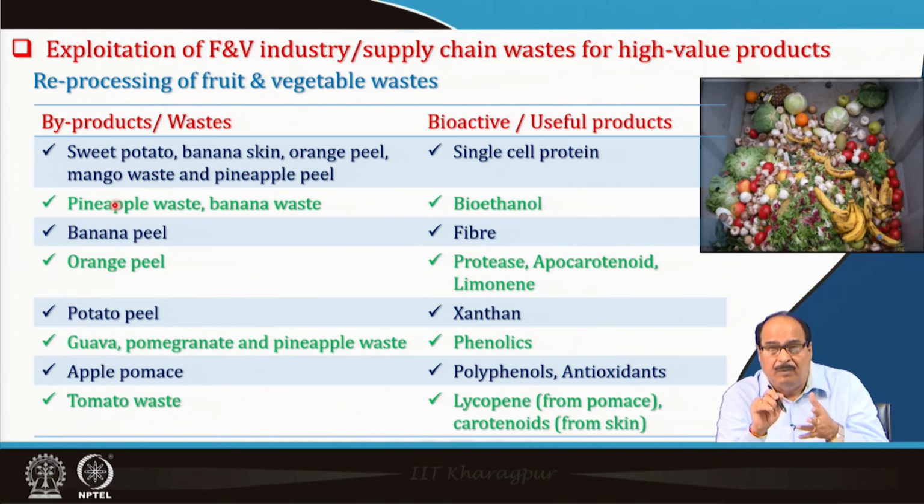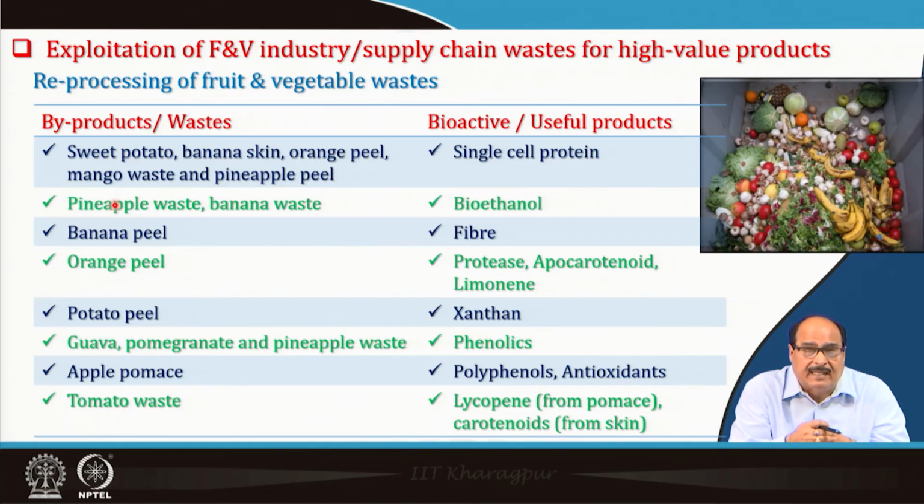Potato peel can be processed for xanthan extraction. Even guava, pomegranate and pineapple waste can be used for phenolic extraction. Apple pomace is a good source of polyphenols and antioxidants, which can be extracted. Tomato waste, that is, after the tomato ketchup and juice processing industry, the seeds, skin, etc. are a good source of lycopene. Lycopene can be extracted from pomace, or carotenoids can be extracted from skin, etc.